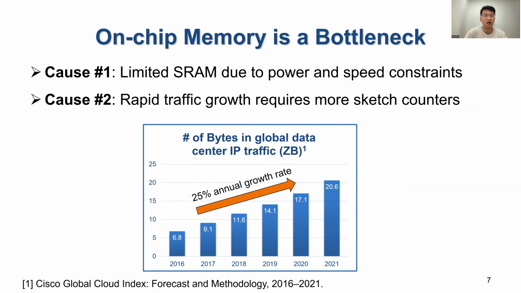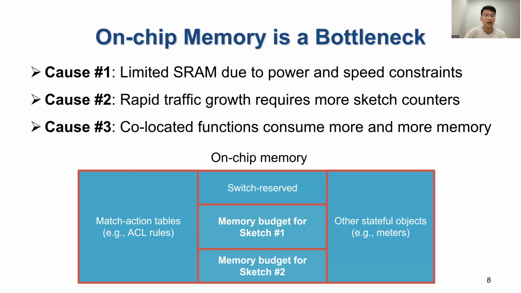Thus, sketch requires more counters to maintain accuracy. Third, co-located functions consume more and more memory. For example, part of the RAM is allocated to match action tables and stateful objects. Part of it is reserved by the switch itself. Thus, the memory budget for a single sketch is extremely tight.